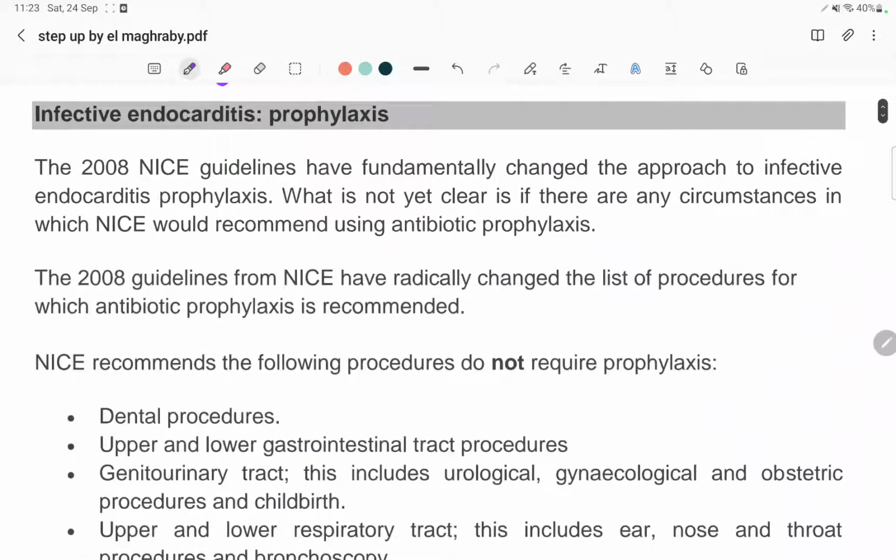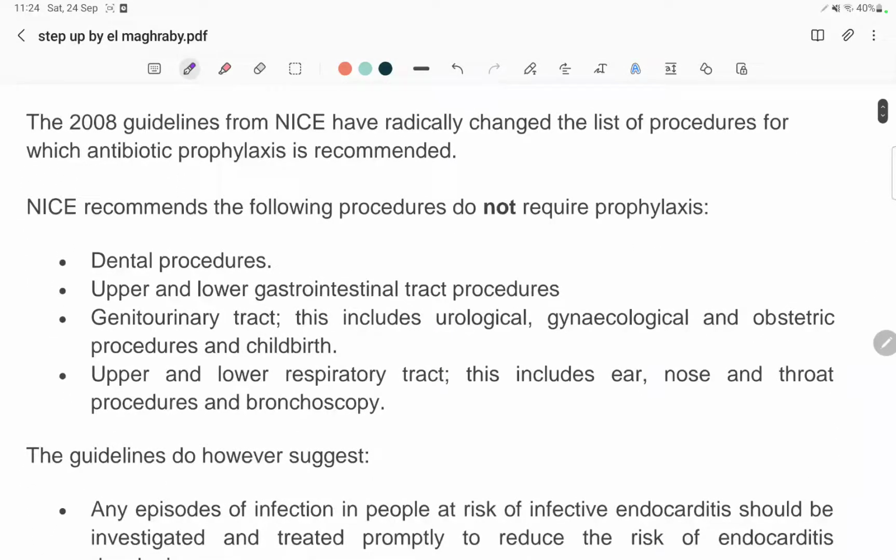Infective endocarditis prophylaxis. The 2008 NICE guideline fundamentally changed the approach to infective endocarditis prophylaxis. It's not yet clear if there are any circumstances in which NICE would recommend using antibiotic prophylaxis. The 2008 guideline from NICE has radically changed the list of procedures for which antibiotic prophylaxis is recommended. It recommends that the following procedures do not require prophylaxis, like a dental procedure, GI tract procedure, GU tract procedure.